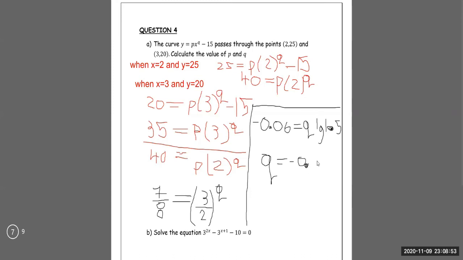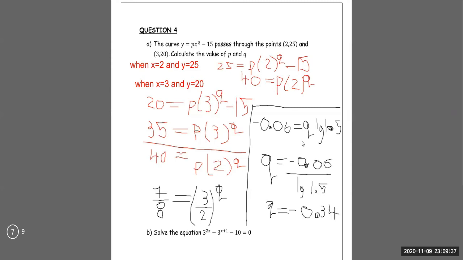So when you divide negative 0.06 by the log of 1.5, what do you get? Negative 0.06 divided by log of 1.5 is equal to negative 0.34. Yes, sir. We're getting q is negative 0.34. Now, how are we going to get p?